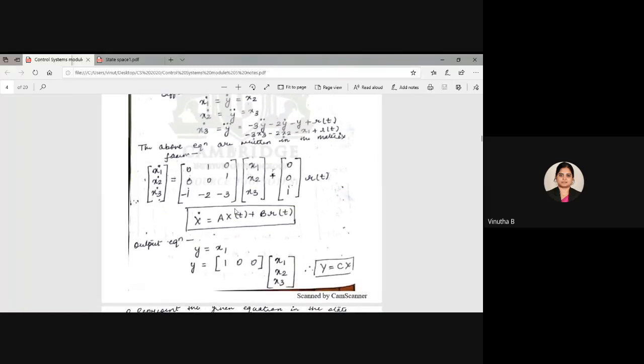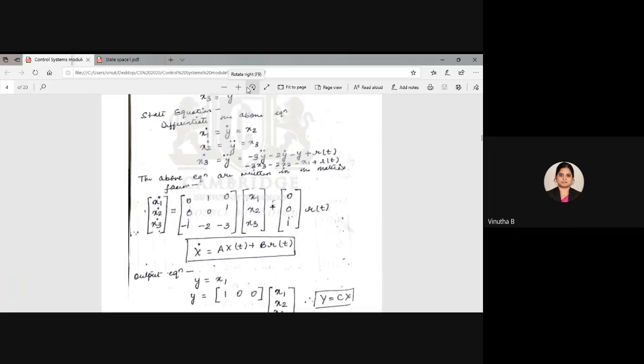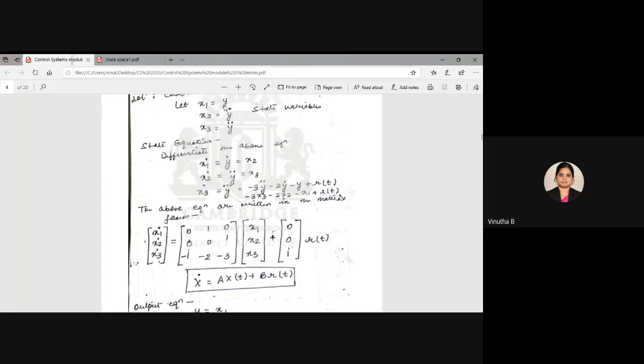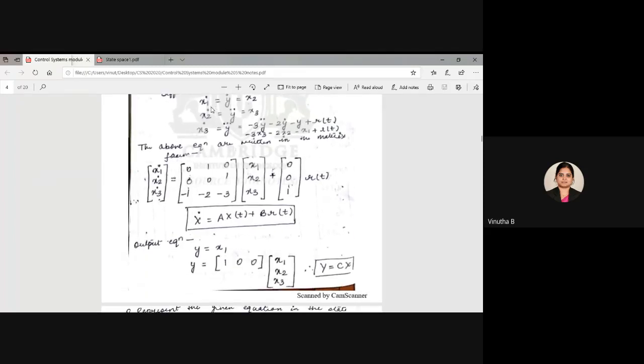So you just have to write down this. This is the general form, so you have to write it in this way. This complete matrix is A, and this is x of t, plus this is B into r of t. The output equation is just y is equal to c into x. How do you write that? From the equation above, you know that y is equal to x1. Since you have only the x1 variable here, this will be 1, 0, 0 into x1, x2, x3. Therefore, you have y is equal to c of x.